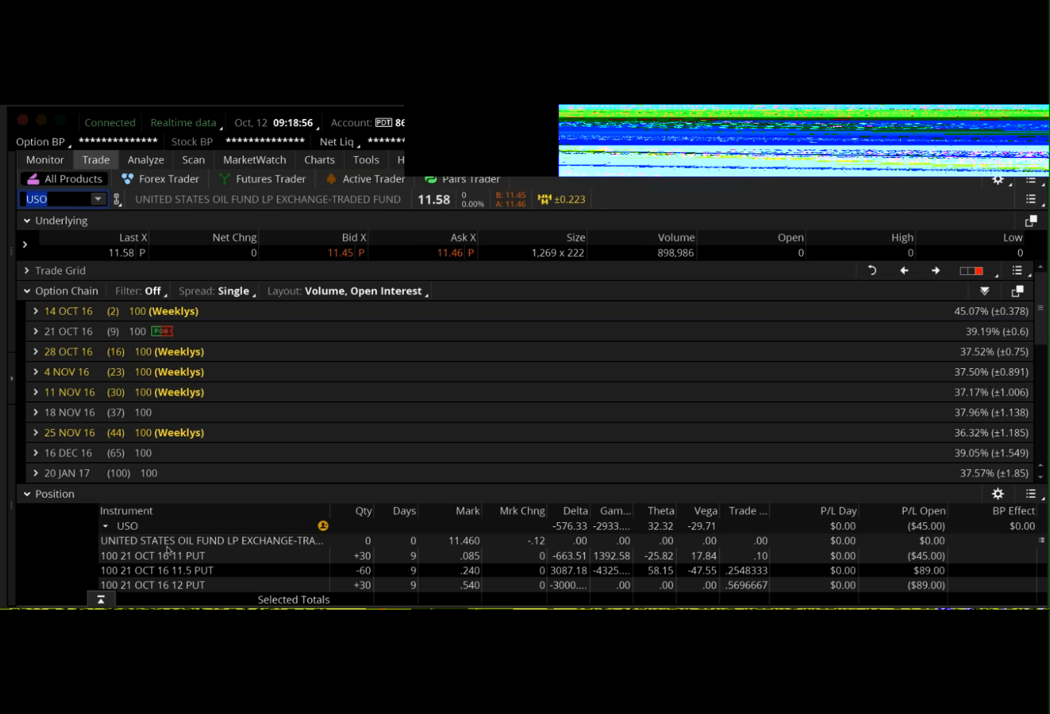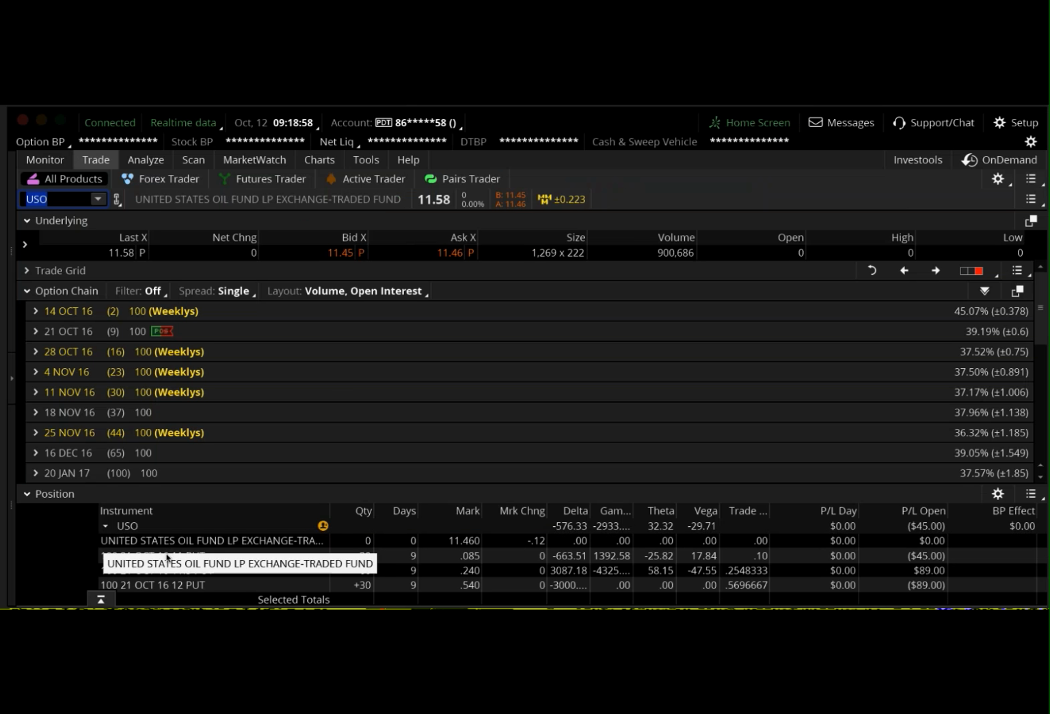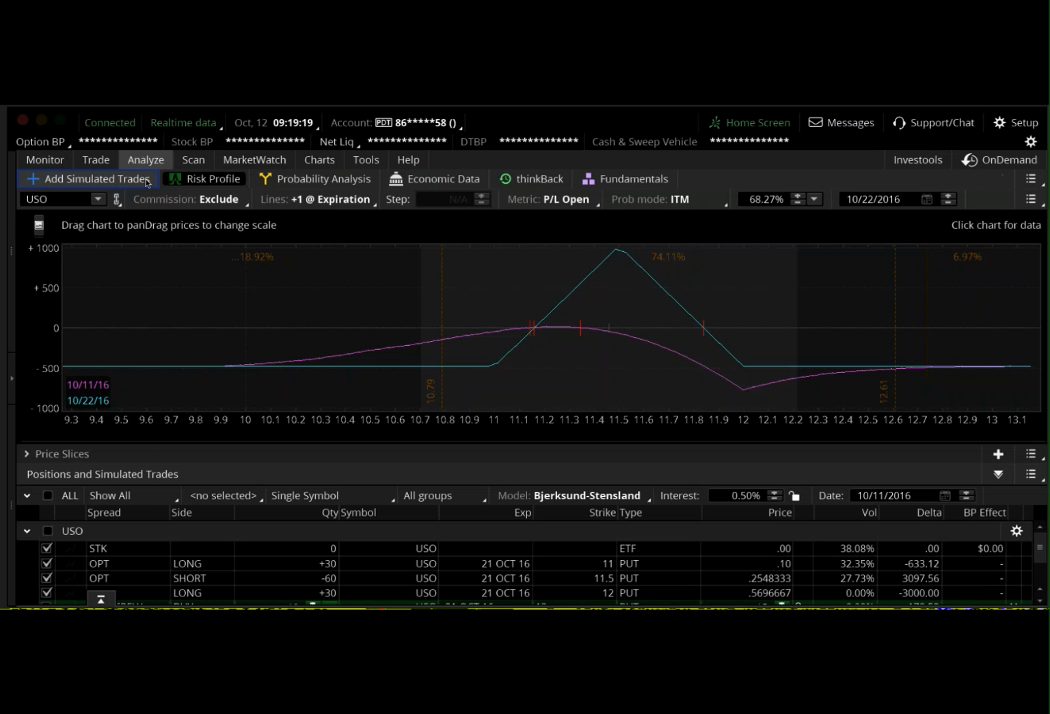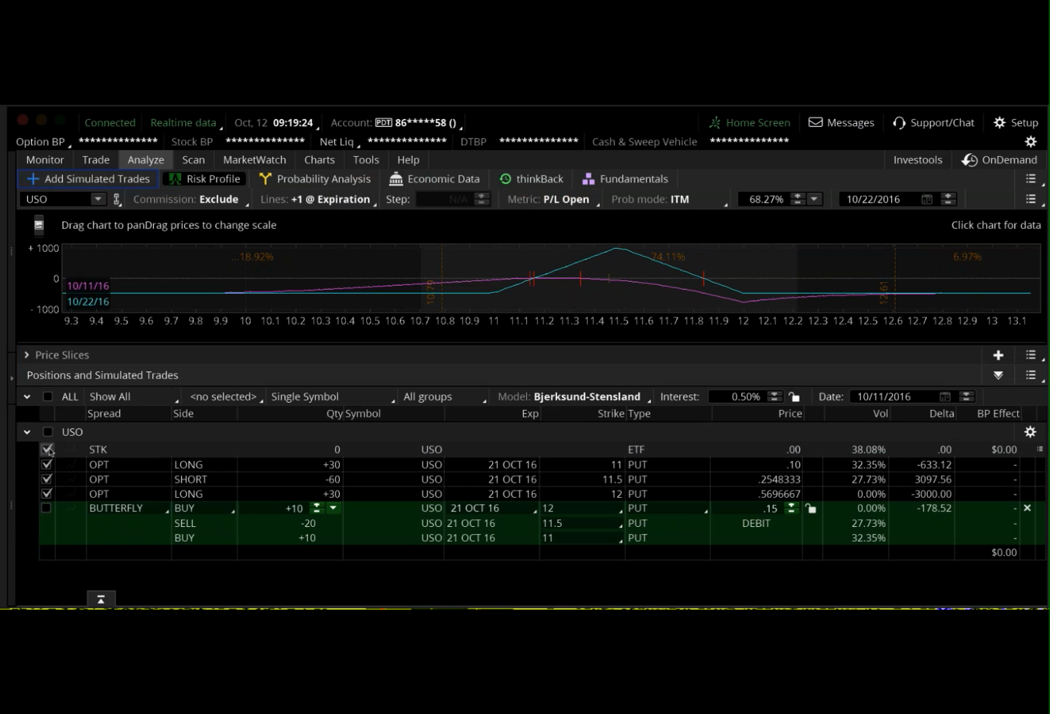That's my new mop position. Here's crude. I had to do it in the USO. I tried to do it in the crude futures options market, but there really weren't enough expirations to do this. So we went out to the 21 OC options, the monthly options, and we did an 11 and a half, 12 put butterfly. We just put it on yesterday. It took me a while to get filled, but altogether I think we did this for about 16 cents.